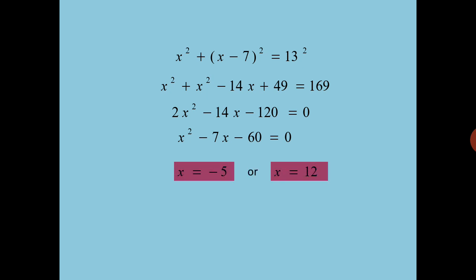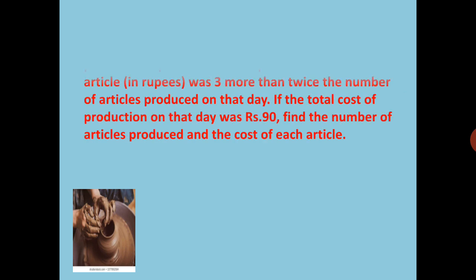Proceed. Now you have two values, x equal to minus 5, x equal to 12. Children, it's a triangle, you just cannot have a negative value for x. So ignore it. Our length has to be 12. So the base here is 12 and the altitude is 7 less than it, that is 5. Let's begin with the next question.